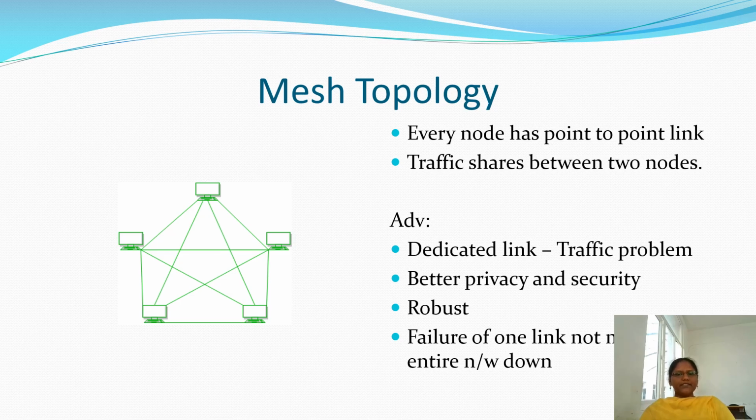The mesh topology is generally a robust mechanism. In case there is any link failure between any two devices, the entire network is not going to fail. Only that particular link will fail. We are able to find an alternate path to transmit the data between the failed nodes as well. So this is the main advantage of mesh topology.